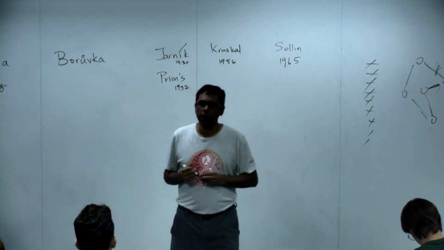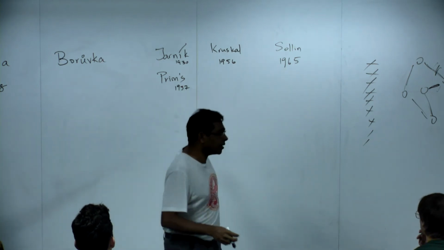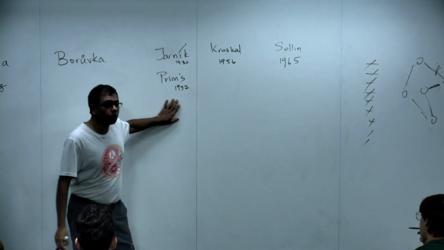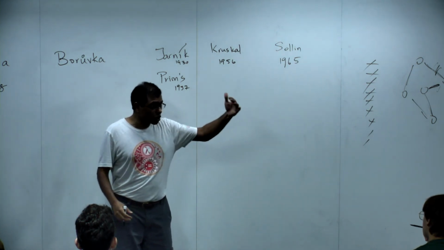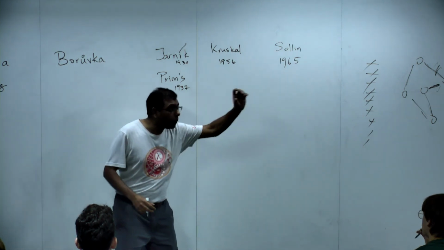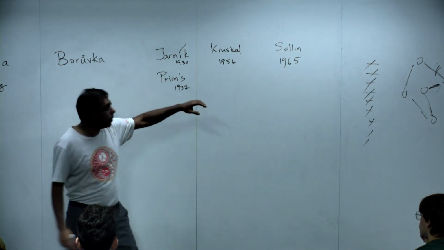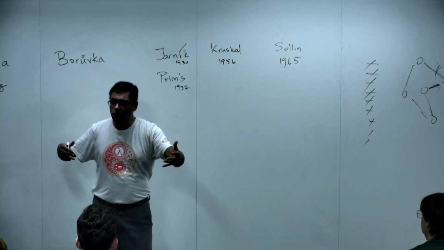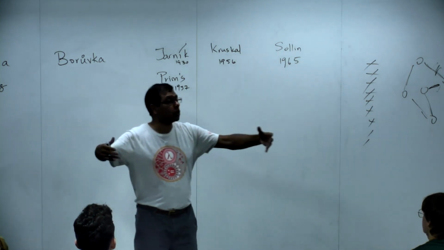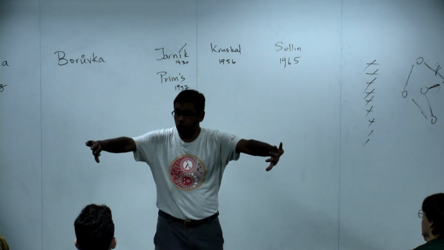What Sollin basically said is, look, turns out there's no reason we should run this starting from only one node. In Dijkstra's case, it made sense to start from only one node because we're saying from this source, what is the lightest path to something else? But if we just care about spanning the whole graph, why pick a particular starting node? Why not start forming a tree from every single node that's available, right?